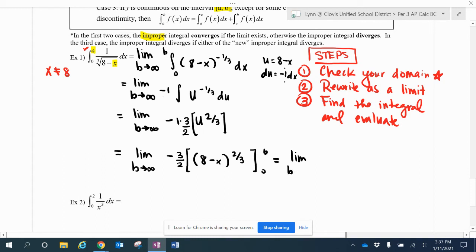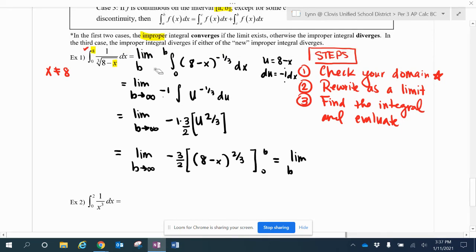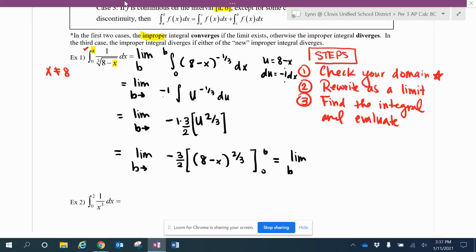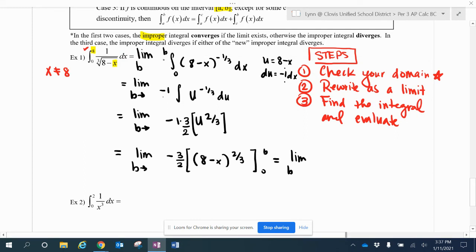I just realized I wrote infinity all the way down here. Let me fix that. So how about it doesn't go to infinity, it goes to 8. So b is approaching 8. 8 looks too much like infinity, and so I had that on the brain there. Okay, so the limit as b approaches 8, and then now substitute in b and 0.